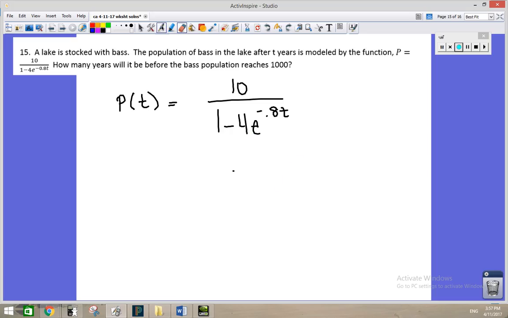All right, let's see if we can figure out what's going on here. How many years? They want us to solve for t. It's saying how many years, so that's t equals what? Will it be before the bass population reaches 1,000? So the output of this function, the left-hand side, is 1,000. And on the right-hand side, I need to figure out what t will cause this output to be 1,000.